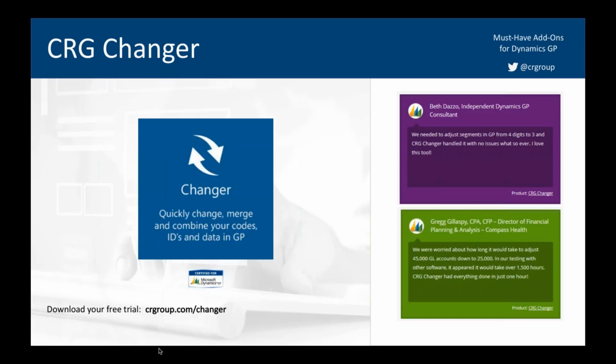Now, one of the hidden values of Changer that people don't know a lot about is that it actually has a really great import feature. So if you're thinking about, for instance, a chart of accounts change, what you do is you go run a smart list in GP, the basic one under financial smart list. If you go to accounts, just the basic default smart list that's there, you could run that. We like you to add the account index as the first column.